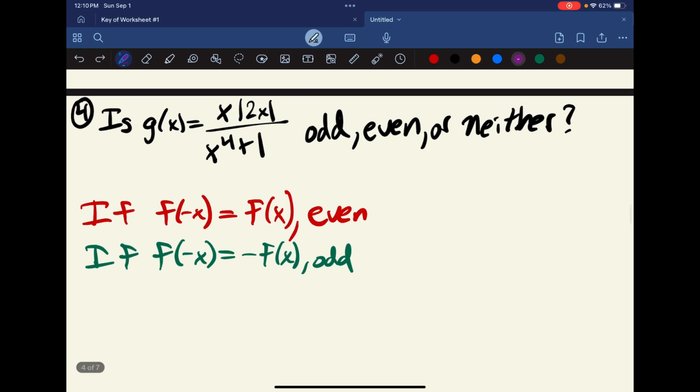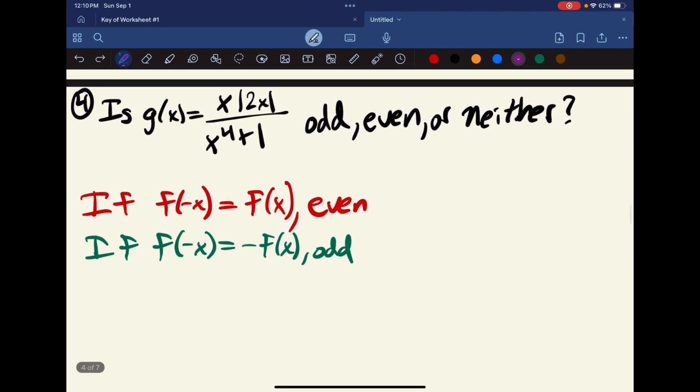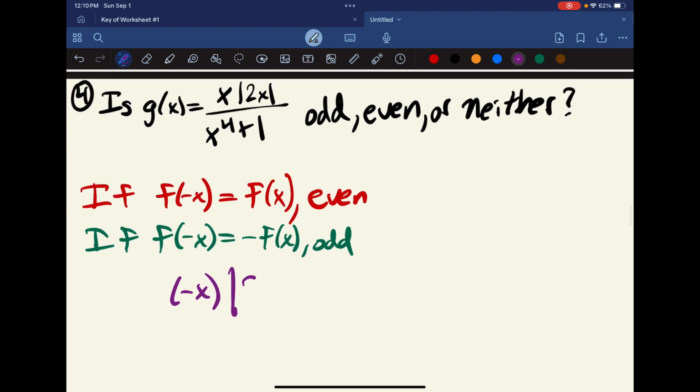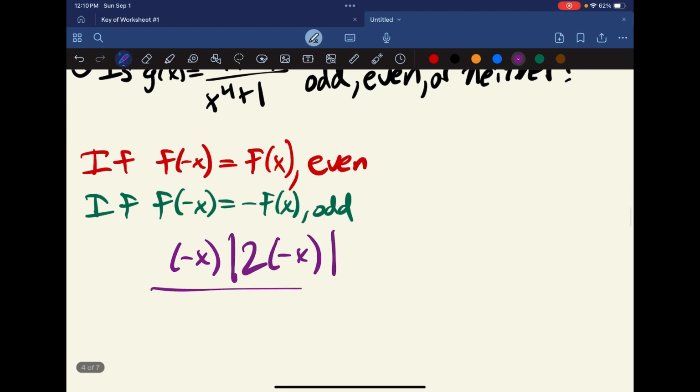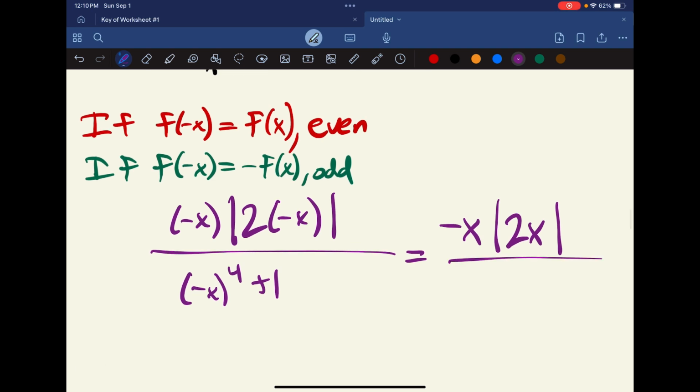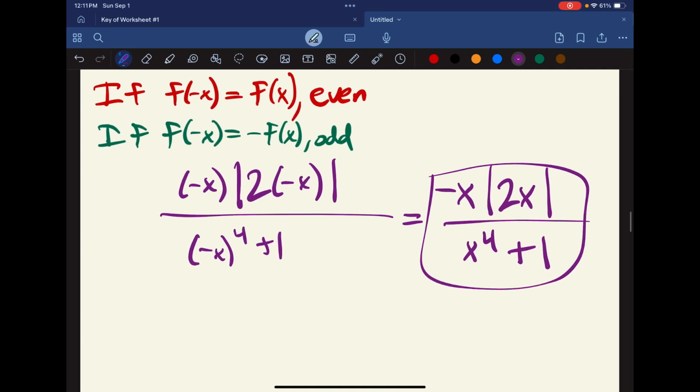So what we do here is we take our function, right? We take everywhere we see an x and we plug in negative x. And so this negative x stays. This just becomes 2x, right, because the absolute value of negative x is x. And then down here, this also just becomes x to the fourth, because any negative number to an even power is always a positive number, right? So then this is what we get for our g of negative x.